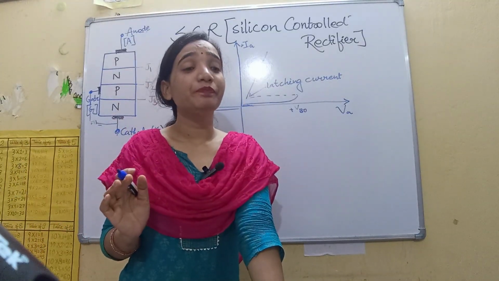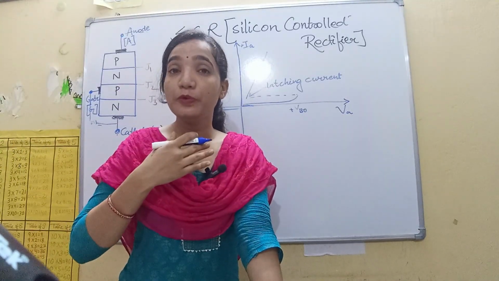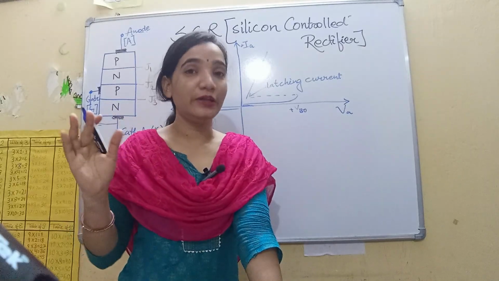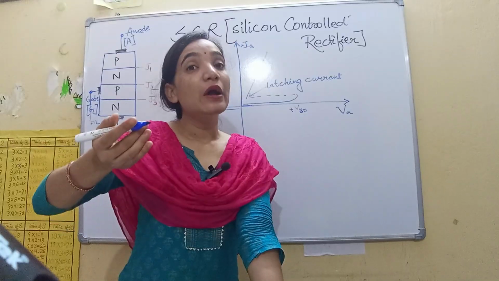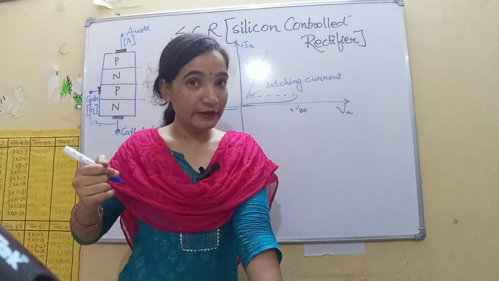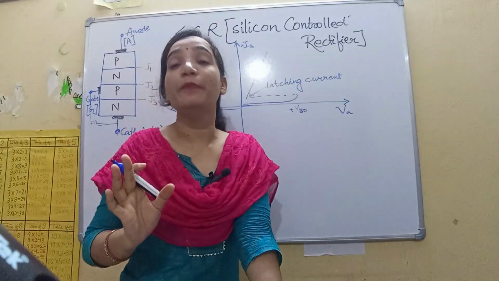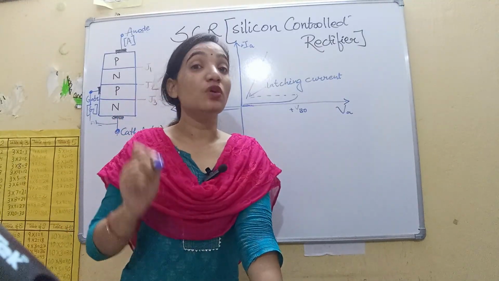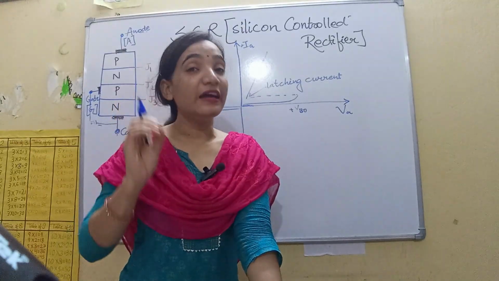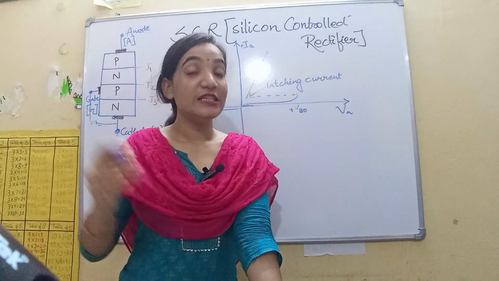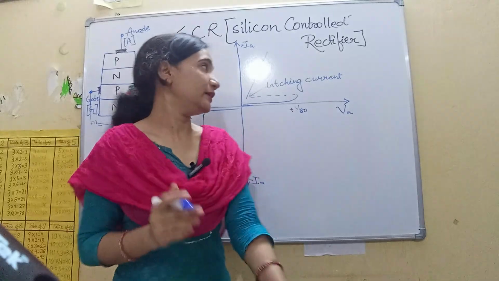Now what happened? It will continue to flow, the flow of current will be continuing, but when the current comes below a certain current level, then the SCR will stop to conduct. That current is called holding current. Means the minimum current below which the SCR stops to conduct, that is called holding current.